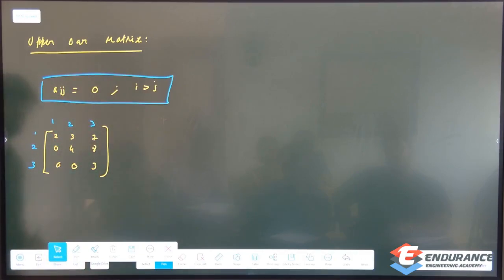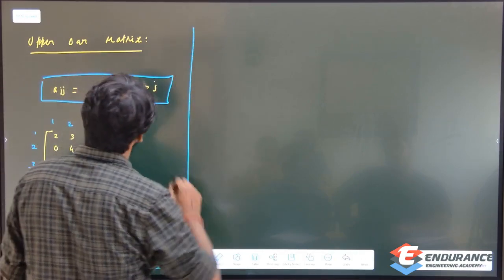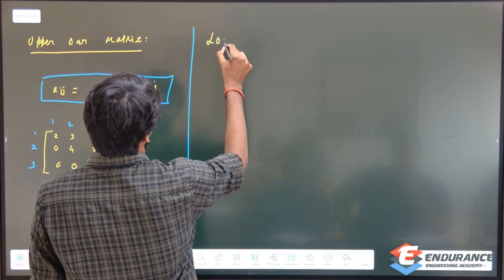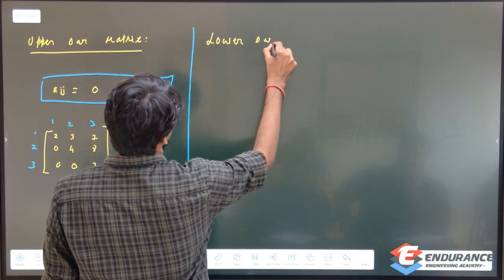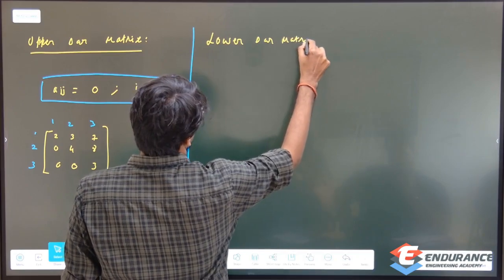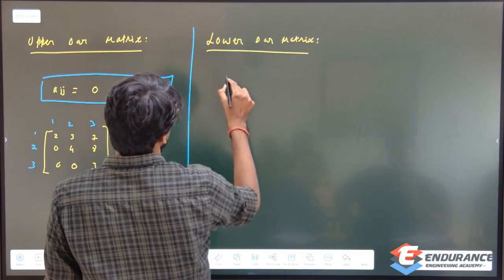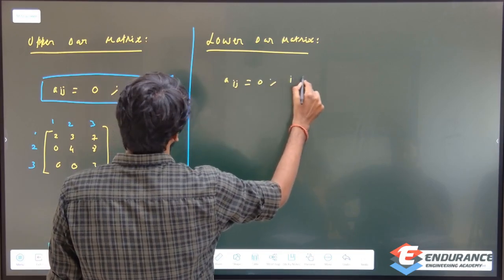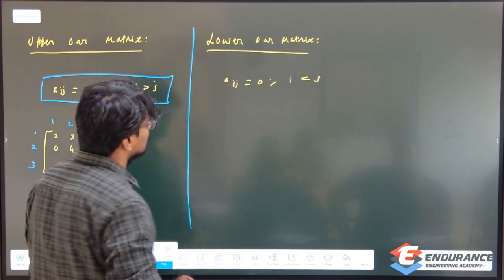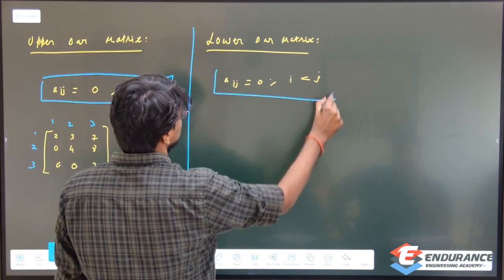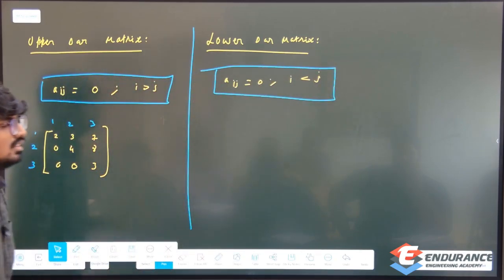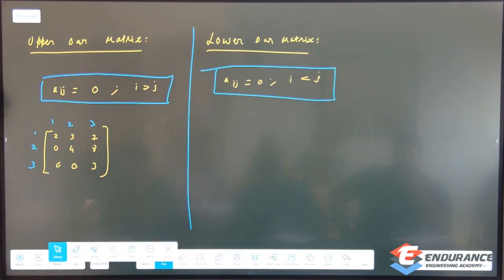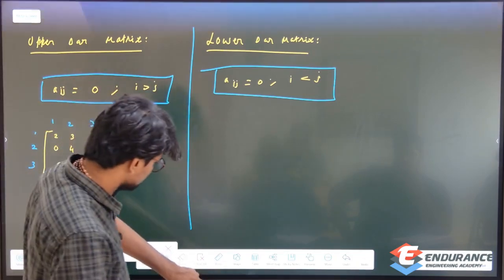Next, lower triangular. For the lower triangular matrix, you can directly say Aij will be 0 when i is less than j, or j is greater than i. Vice versa. Anything else I left out? I think that's it. You just check it.